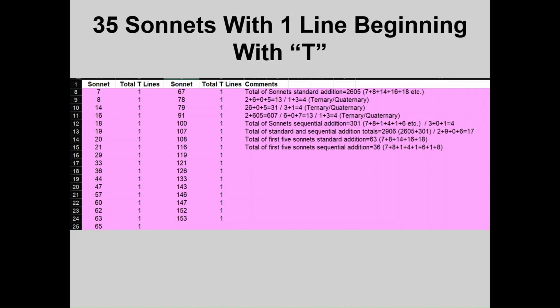For this slide, I'll point out the last observation, which adds the standard edition total of the numbers of the 35 sonnets, 2,605, and the numerical/sequential total of 301, equaling 2,906, which then added sequentially 2 plus 9 plus 0 plus 6 comes to 17 with a 0 or O for Oxford included for good measure.